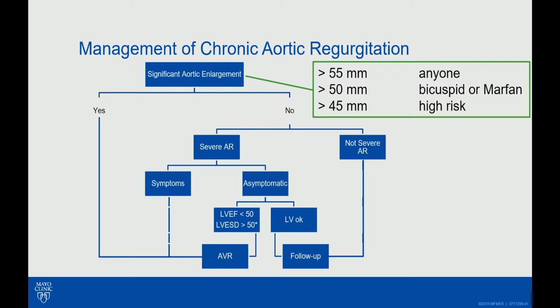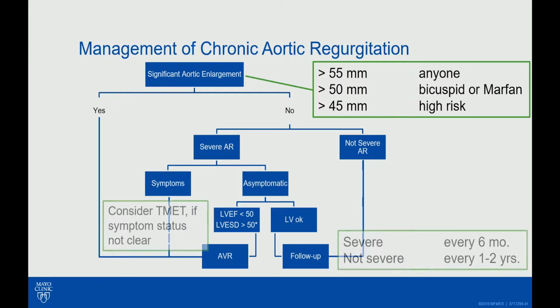In the absence of an aortic reason to fix AR, then we look at these other things. So again, is it severe? Do they have symptoms? Here's another rule for treadmill testing. If the symptom status isn't clear, are they truly symptomatic or not? The 50-50 rule, those all lead to AVR. If they're completely asymptomatic with an okay ventricle or they don't have severe AR, then you should be following them. We tend to follow our severe patients every 6 months and the less than severe patients every 1 to 2 years.